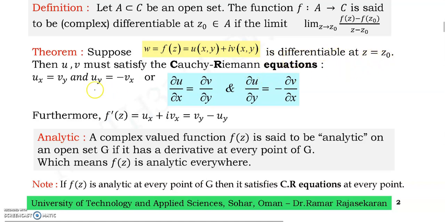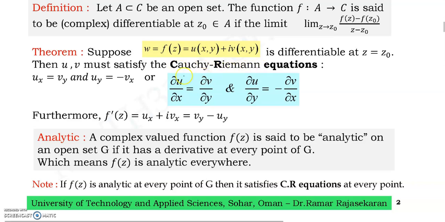Then we have to check whether u and v satisfy the CR equations at z naught. If it satisfies, then we can say that w is equal to f of z is analytic, that is differentiable at this point z equal to z naught. Okay, what is CR equations?